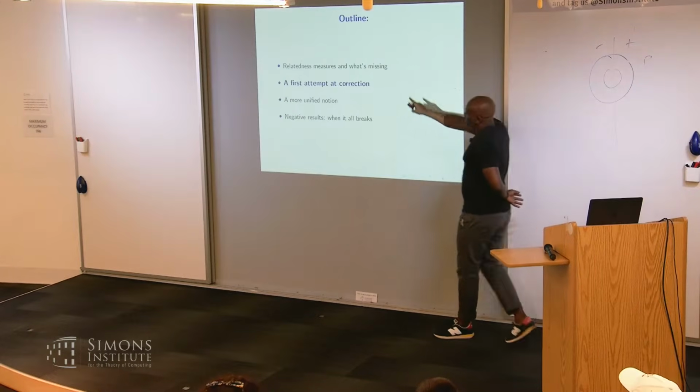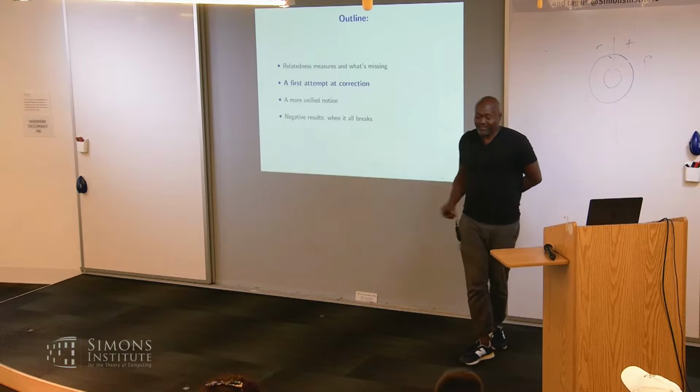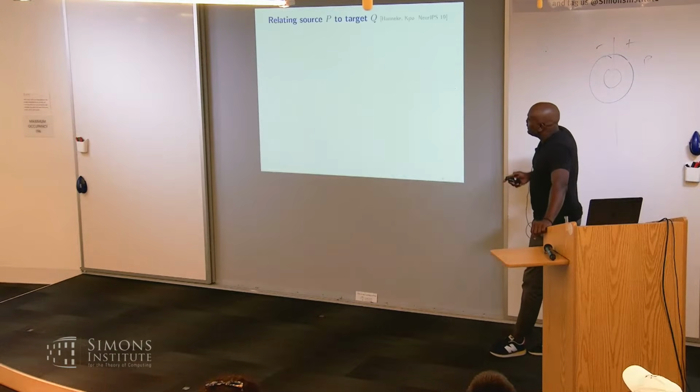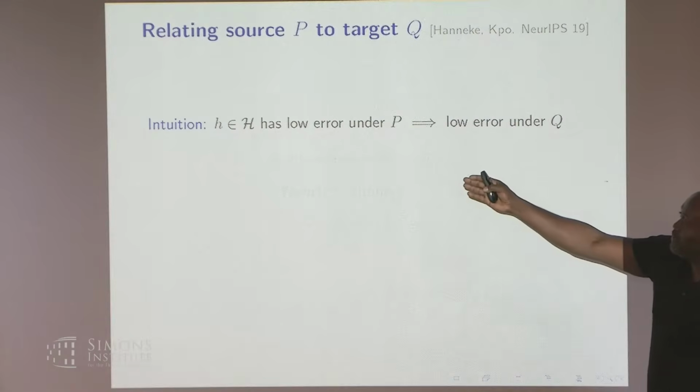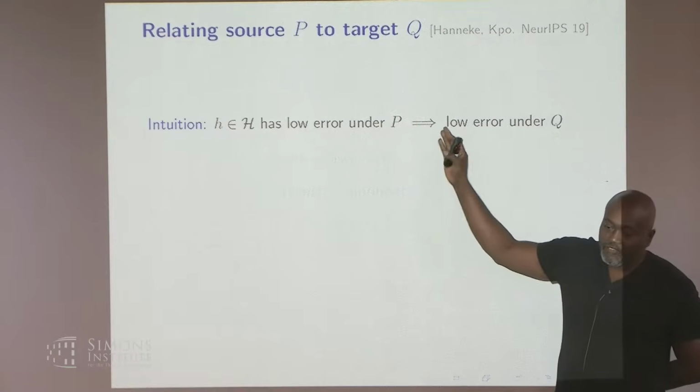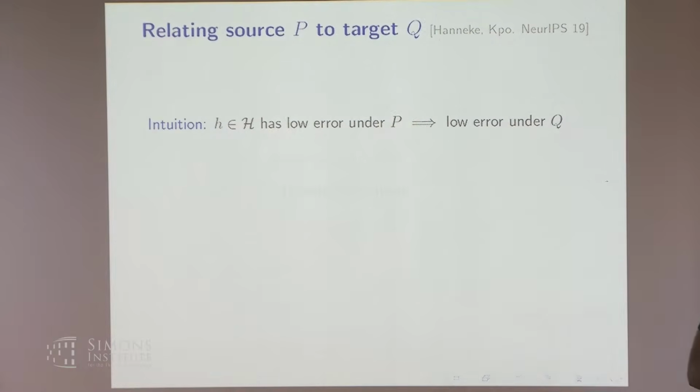All right. So a first attempt, and now I'll give some concrete stuff, relating source P to target Q. This is something that we proposed some time ago to try to capture this intuition that it's really about how well the source is revealing something about good predictors under the target, right? So a basic way to restate that is that if H has low error under the source, it likely has low error under the target. That's a simple first attempt.